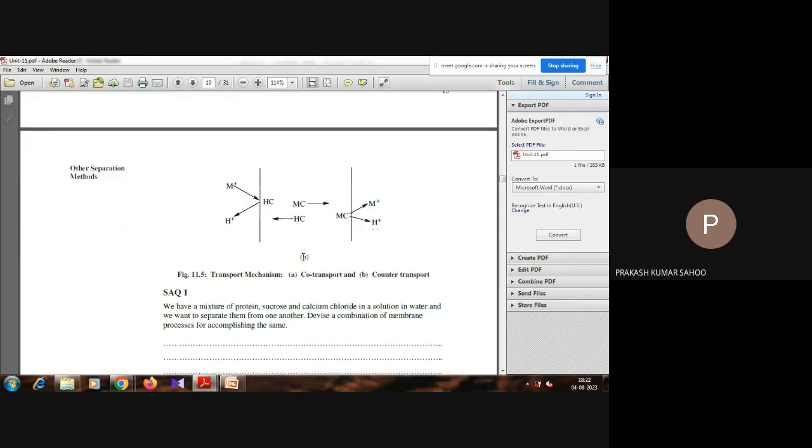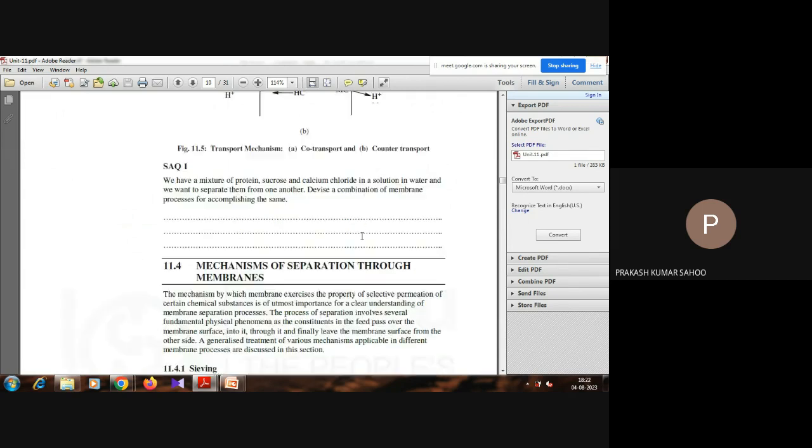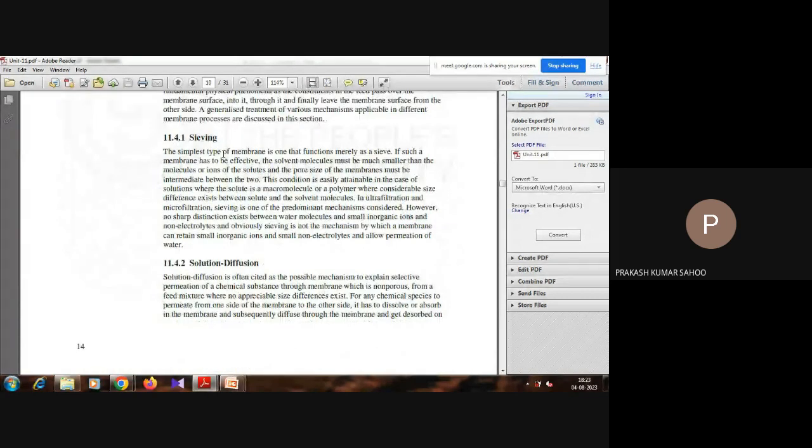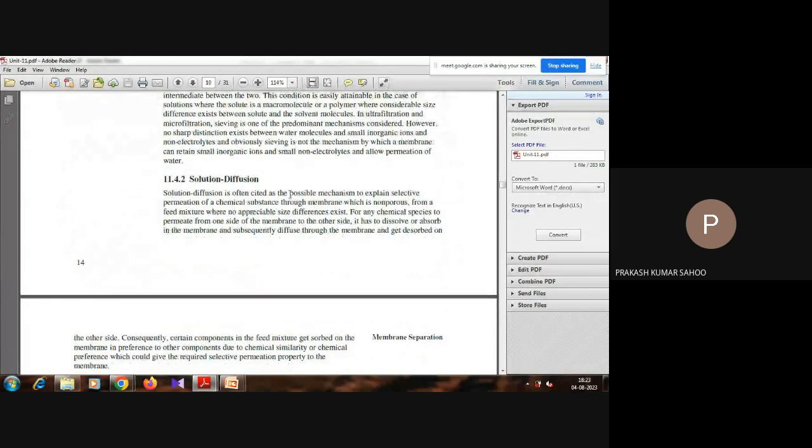Then we have this transport mechanism. This is A and B is the counter transport. This is the counter transport where the M plus is just imbibed into the membrane, and H plus just gets out of the membrane. So this is known as the counter transport. Mechanism of separation through sieving, already discussed. Solution diffusion.